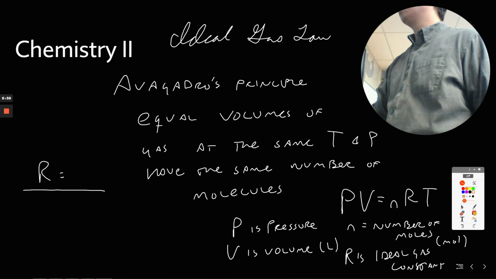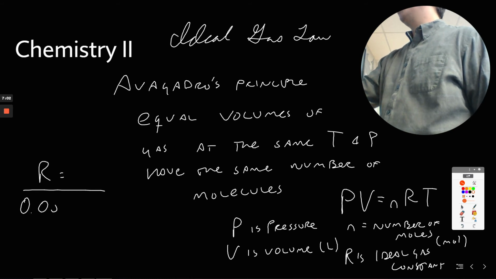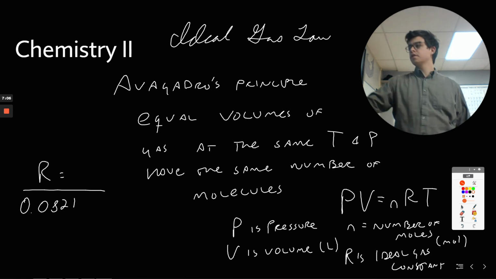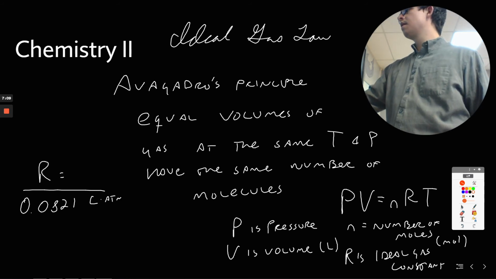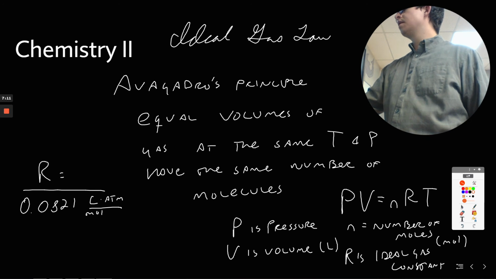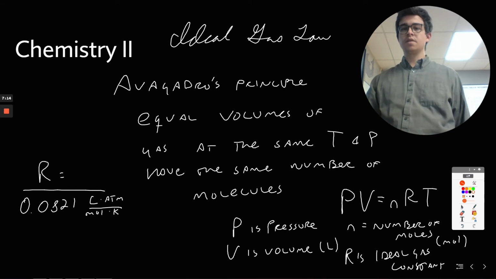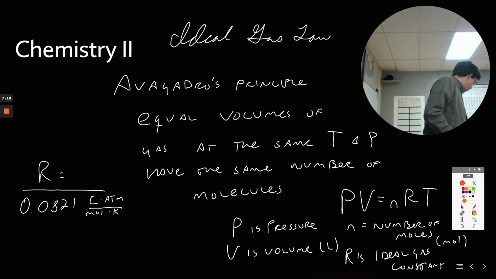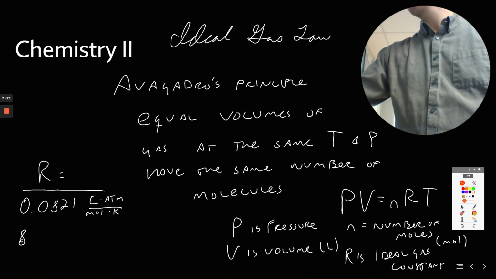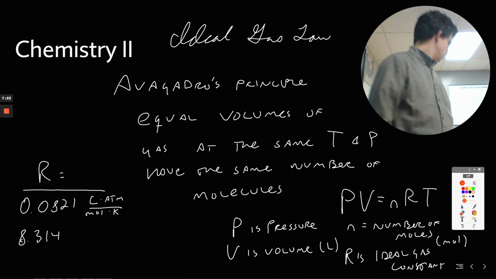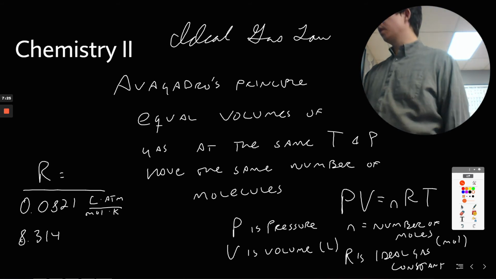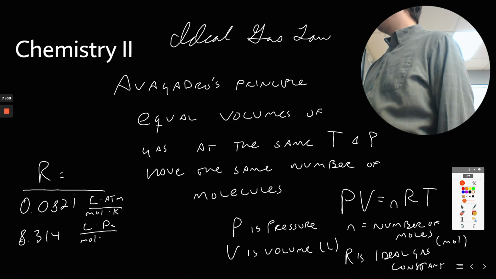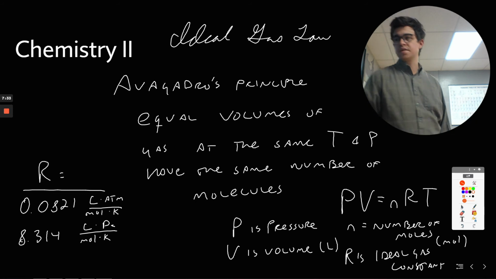R equals 0.0821 liter atmospheres per mole Kelvin. So basically if your given is in atmospheres, we would use this one. We have 8.314 liter pascals per mole Kelvin. So if your units are in pascals, use that one.